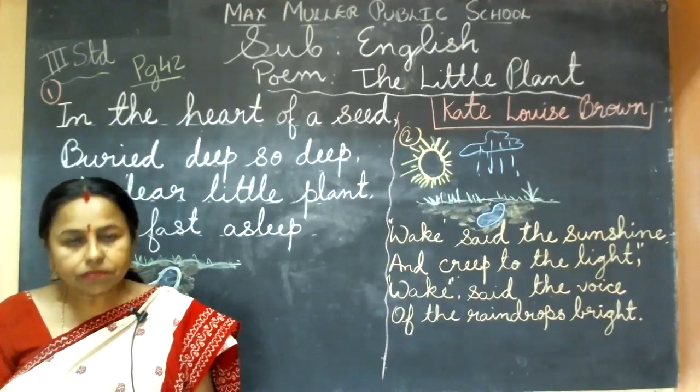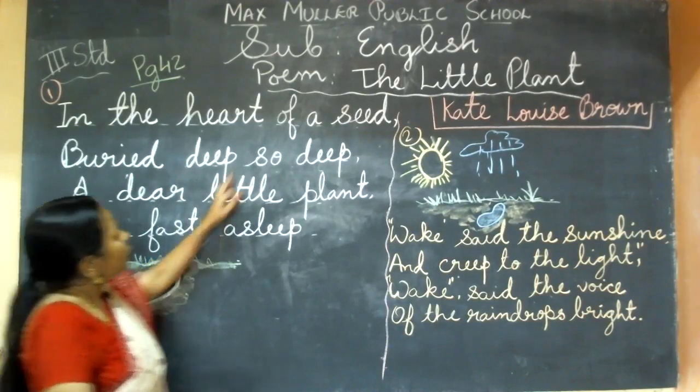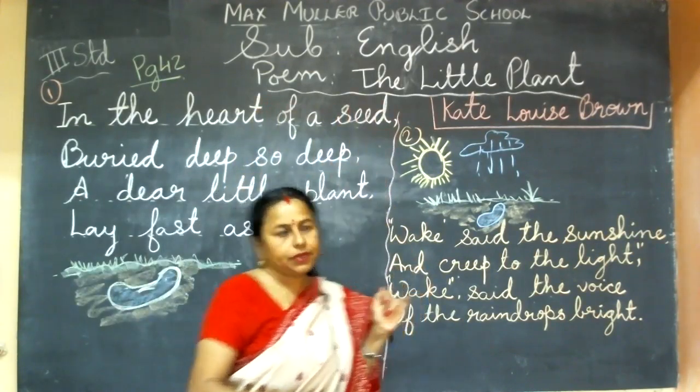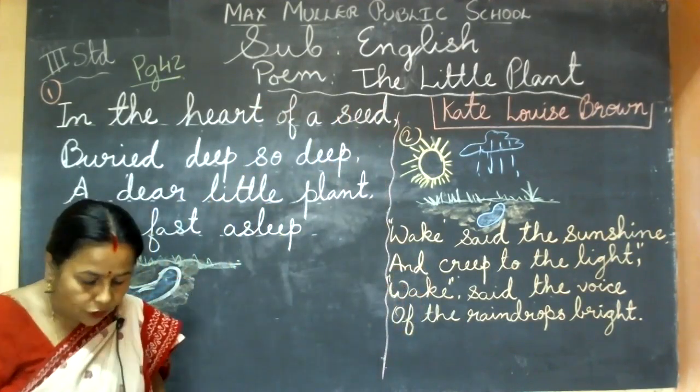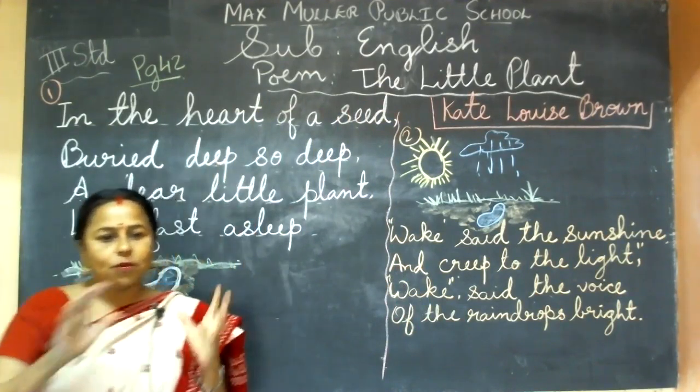Today, we will do one poem. The poem name is The Little Plant. It is on page number 42. So reading the heading, you can understand we will talk about one plant.